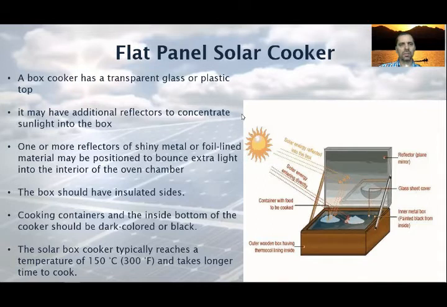Cooking containers and the inside bottom of the cooker should be dark colored or black. The solar box cooker typically reaches a temperature of 150 Celsius, 300 Fahrenheit, and takes longer time to cook.